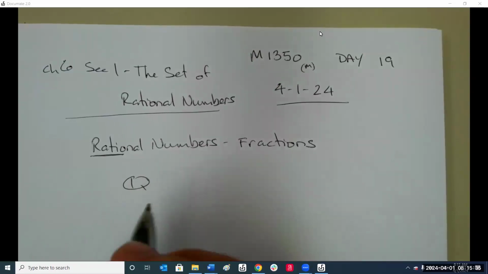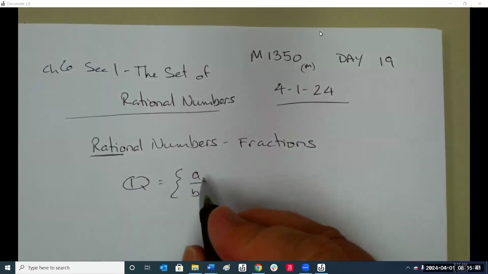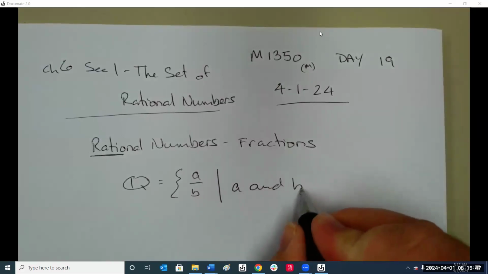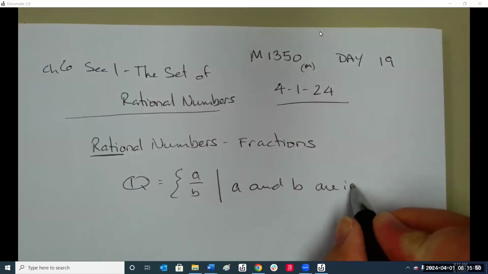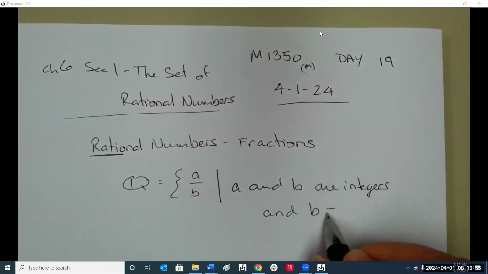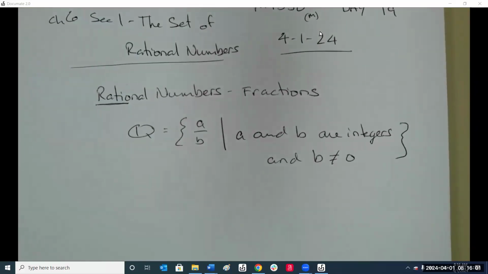These are the set of all numbers a over b such that a and b are integers and b cannot equal 0. Have we seen this kind of terminology or this type of notation earlier in this class? Yeah, it's called set notation.